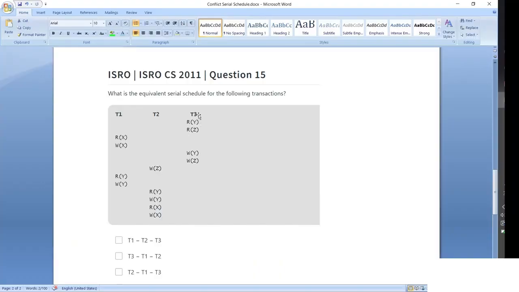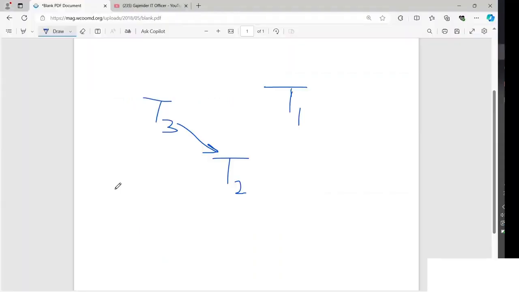Now, the top one was left: in T3, read on Y, write on Y, I found. T3 to T1, and in T1 also there is a write on Y. So T3 to T1, because this one is reading on Y and here it is doing a write on Y. So T3 to T1, I will draw an arrow.